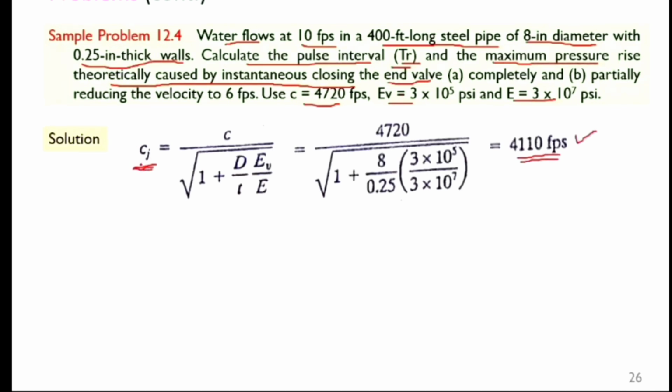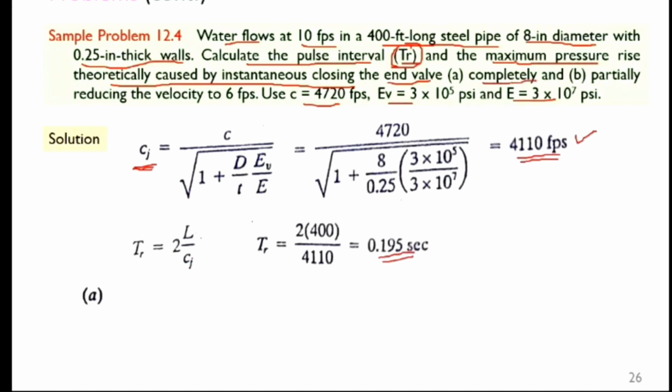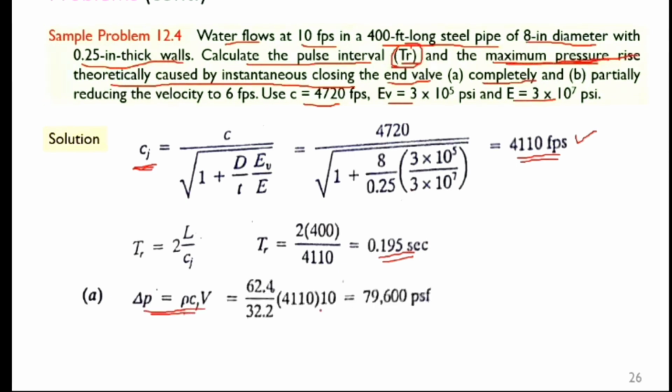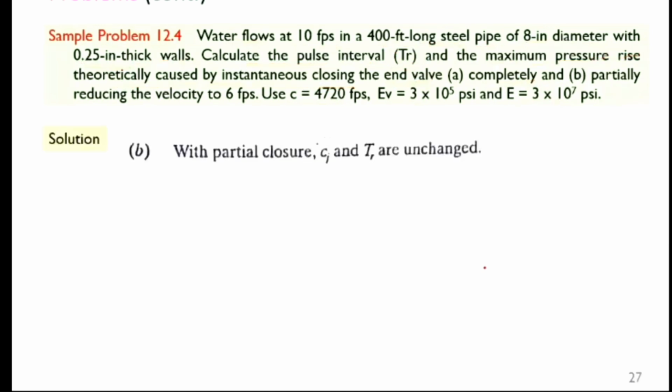Joint or combined: when J is written it means combined, because here we treat the pipe and the fluid both as elastic. The round trip of the pressure wave we already discussed. It is given by 2L by Cj, so you put the values in. When you completely close the valve, what is the maximum pressure rise? This is the formula we just discussed and derived earlier: delta P equals rho Cj times V. So just put the values. This is the increase in pressure, and this is the pressure head in terms of feet of water.